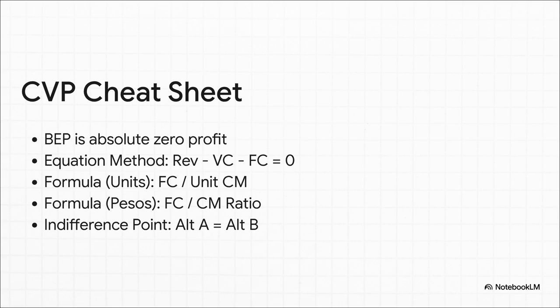1. BEP is absolute zero profit. 2. The equation method is essentially your horizontal income statement. 3. The formula method for units uses unit CM in the denominator. 4. The formula method for pesos uses the CM ratio in the denominator. And 5. The indifference point is simply setting the two alternative algebraic equations exactly equal to each other.